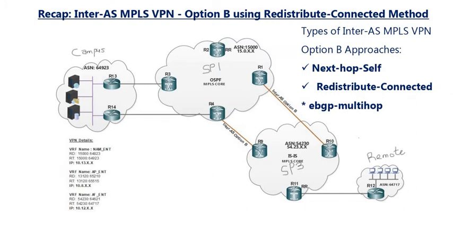Now to the recap. In my previous lesson on option B using the redistribute connected method, I showed you how things work in comparison to the first method in option B, which is the next-hop-self. If you want the full details on this, please look at the description for the link that gives detail about the redistribute connected method of option B.